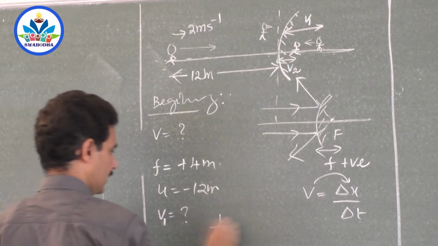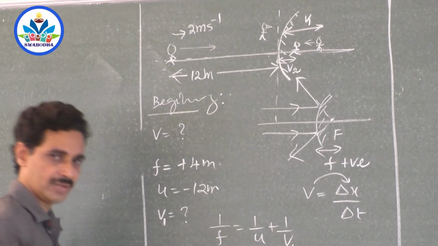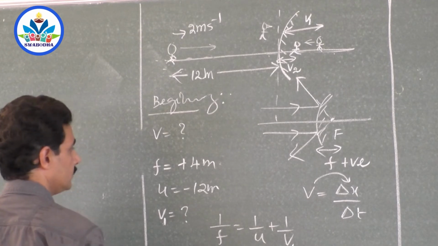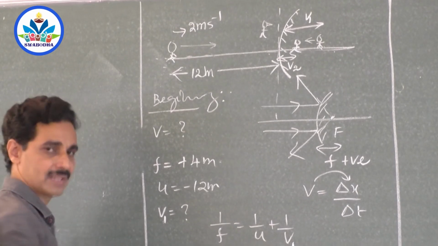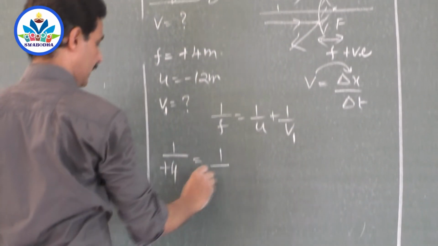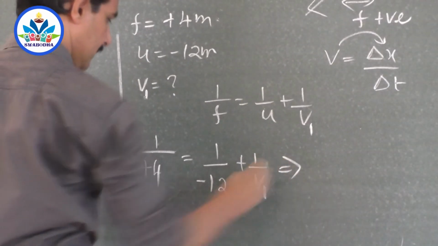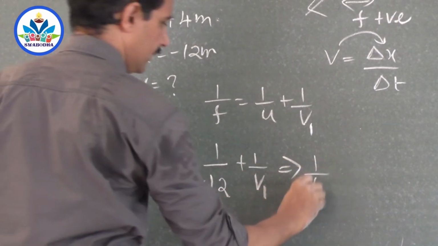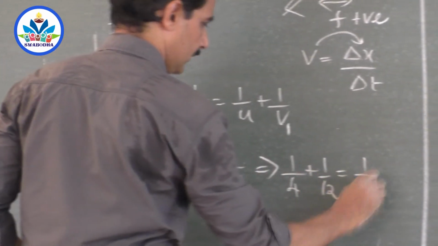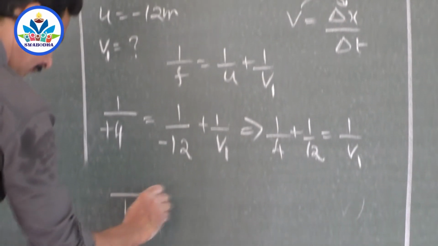You know the formula, 1 by f is equal to 1 by u plus 1 by v1. First image distance. What is 1 by f? 1 by positive focal length 4, convex, is equal to 1 by, object is on this side, minus 12, plus 1 by v1. This implies 1 by 4 plus 1 by 12 is equal to 1 by v1. Common denominator 12.